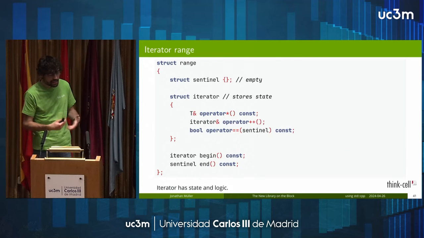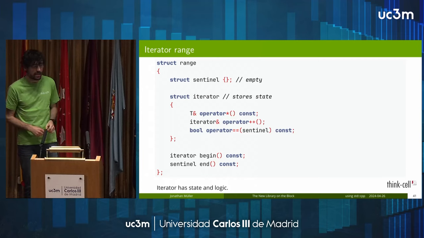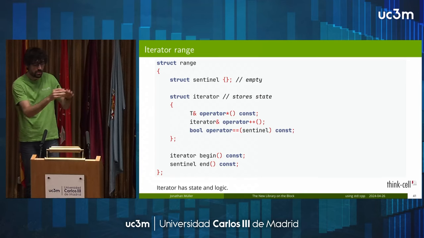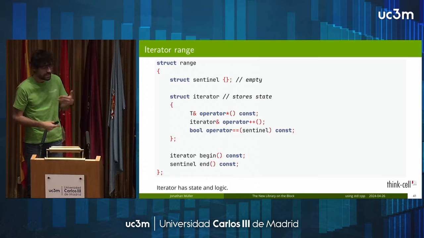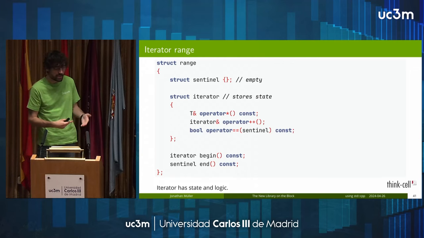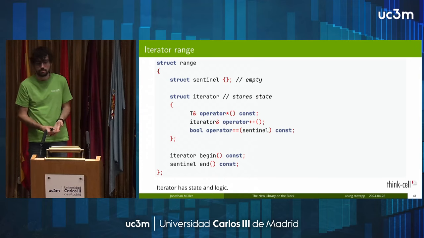So the second kind of ranges, let's consider iterator ranges in detail again. So we've got a range, we've got an iterator and the sentinel. And the iterator stores the state, so it remembers the current position in the range. But it also has the operations: you can dereference stuff, you can increment the value, and you can check whether it's at the end. So the iterator has the state and the logic.